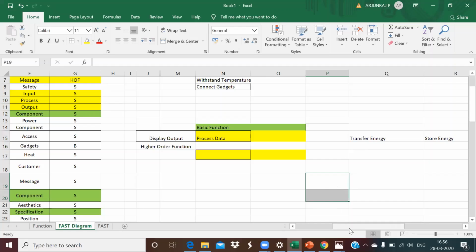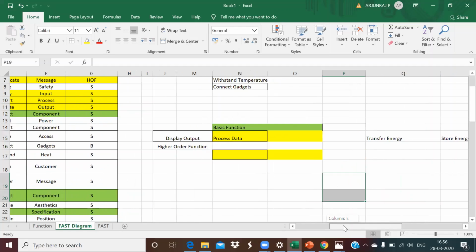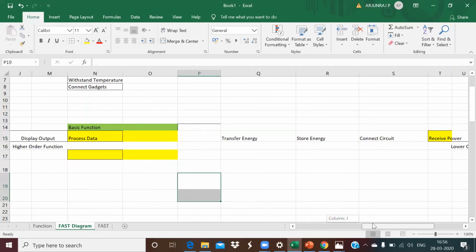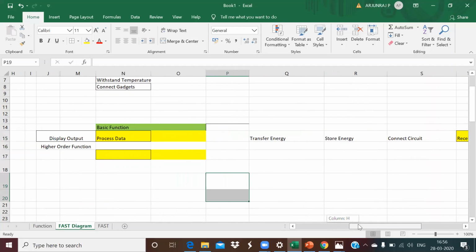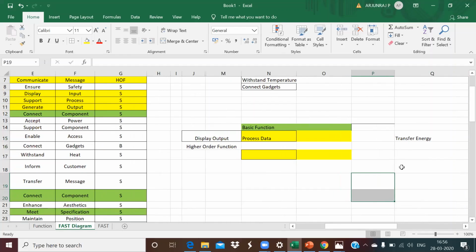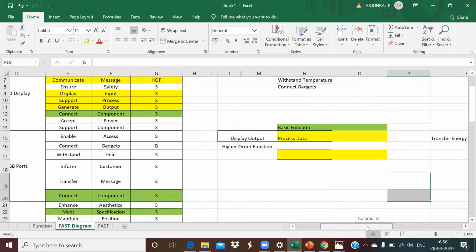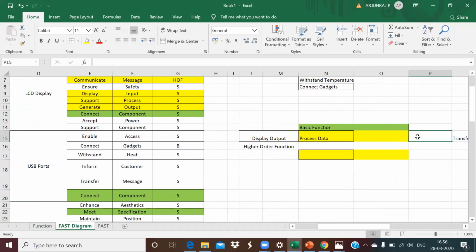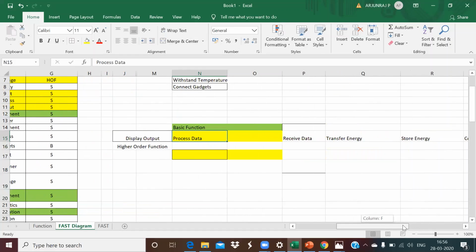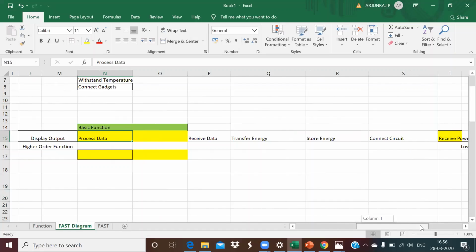What about generating light? That is not required; it's an unwanted function, so you can eliminate it. Then even transfer energy is to receive data and then process data. You can make it: process data by receiving data, by transferring the energy, by storing energy and by connecting the circuit. This is a good one.